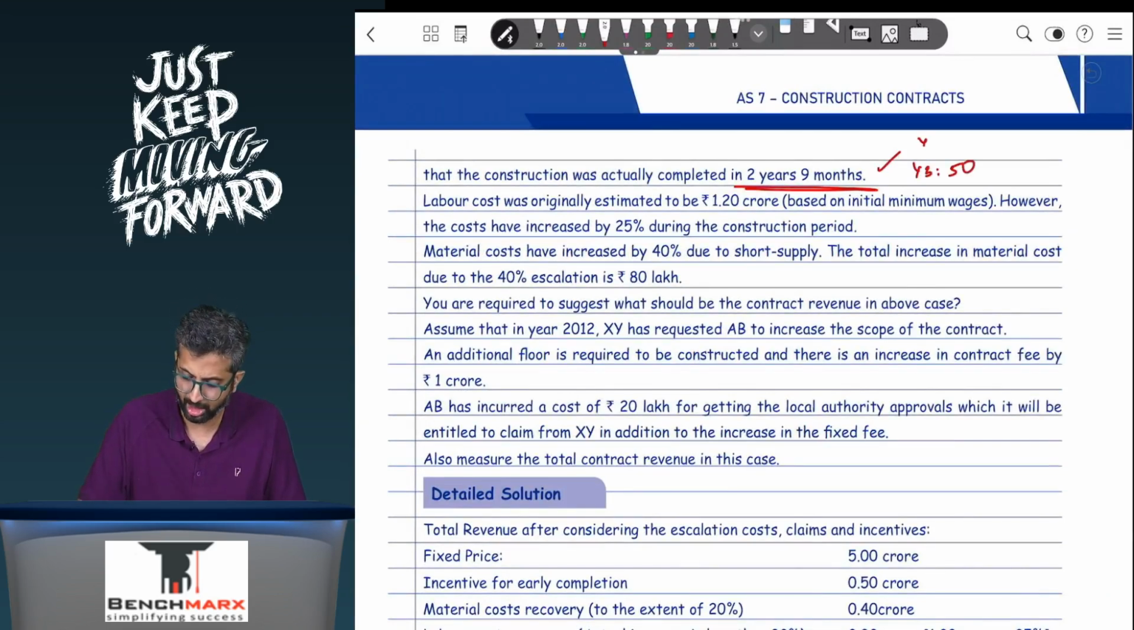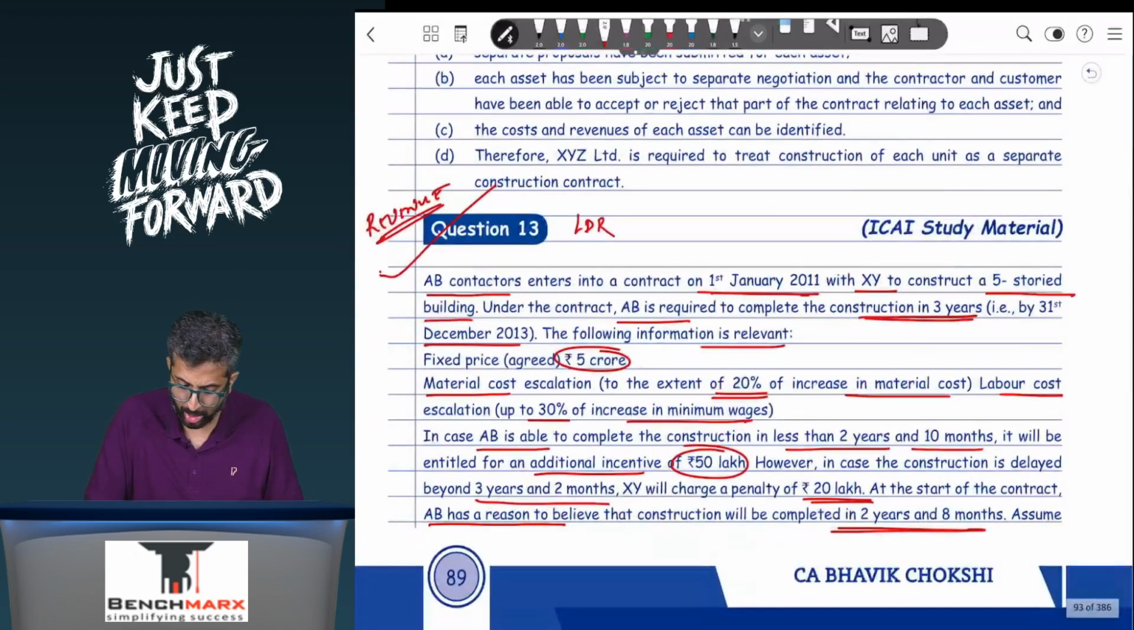In year 1 and 2, this will not be taken. Labor cost was originally estimated to be 1.2 crores based on initial minimum wages. However, the cost has increased by 25% during the construction period. Achha, are you going to get any compensation? Well, yes. The question is labor cost escalation up to 30% of increase.